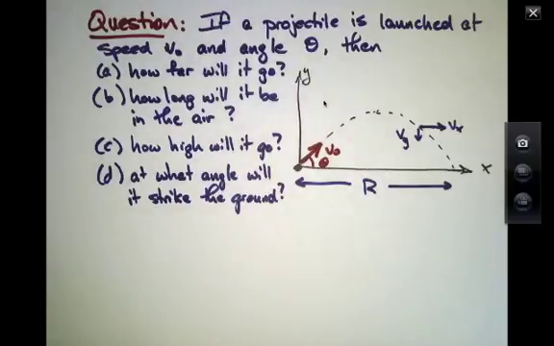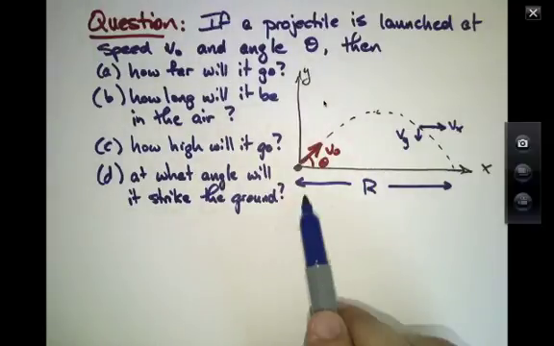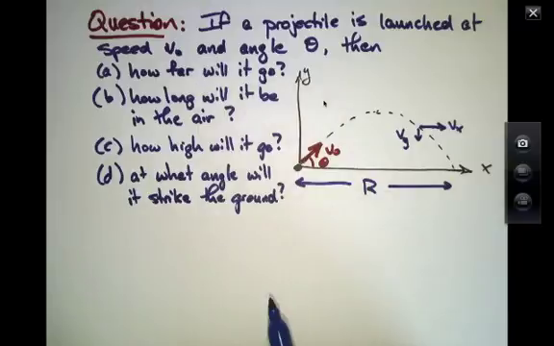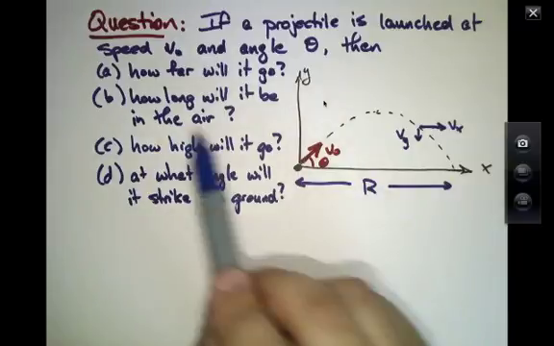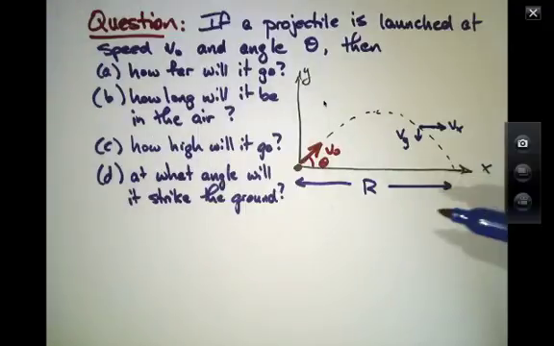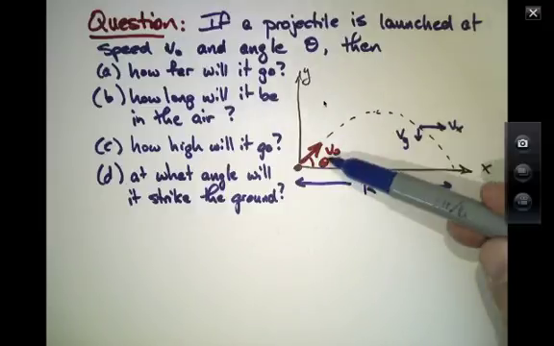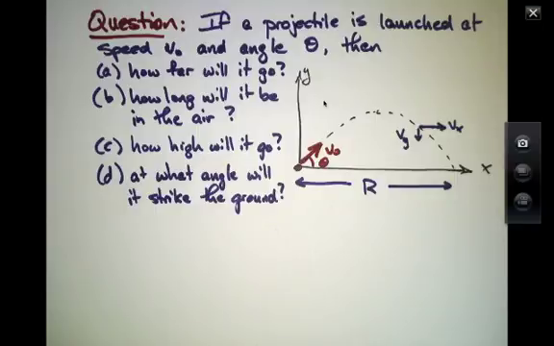We can ask how far will it go, so this is sometimes called the range. If you're thinking about a football player punting the football, this is how far down the field the football will go. We can ask, as in B here, how long will it be in the air? Again, with our football analogy, this is the hang time. If the ball is kicked or punted, it spends a certain amount of time in the air before it lands on the ground again.